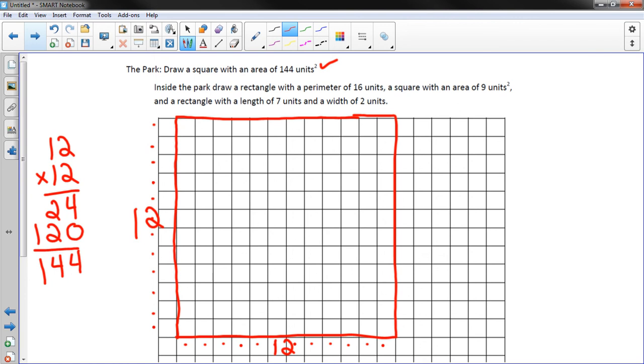Inside the park, draw a rectangle with a perimeter of 16 units. Okay, that's a little different. Perimeter's different than area. I need 4 numbers to add up to 16. Well, I know 4 plus 4 plus 4 plus 4, that's 16. I know 6 plus 2 plus 6 plus 2, that's 16. So now I just have to decide which one I want to use. I think I'm going to go with this one.